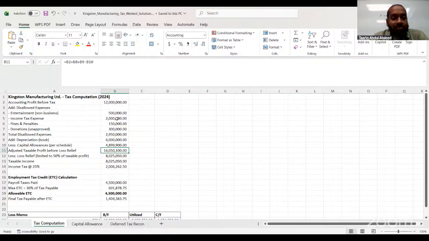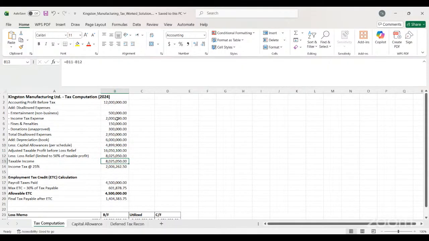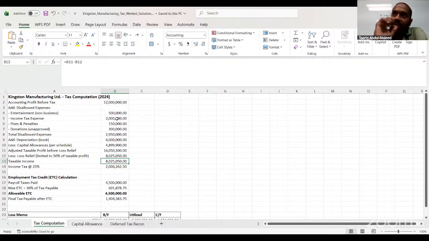However, the loss relief has to be capped. It's 10 million loss you have brought forward, right? But it has to be capped. You can't pull the whole 10. Half of the 16 or 5,100 is 8025 or 50. Cool. So the taxable income is 8025 or 50, right? Because again, it's capped. So now the income tax on that is 2,062,62.